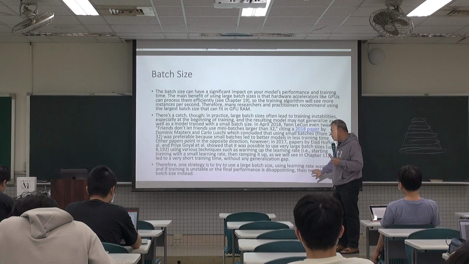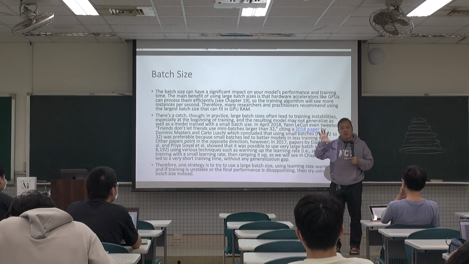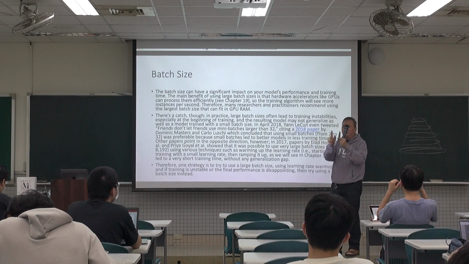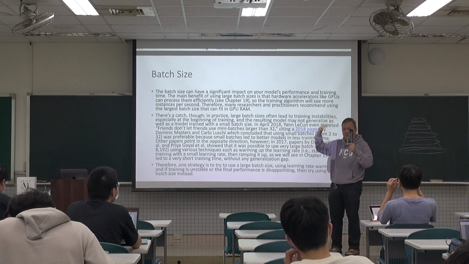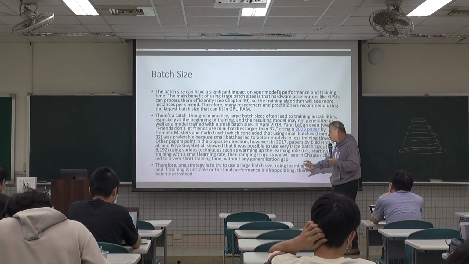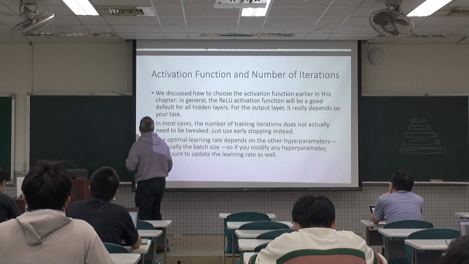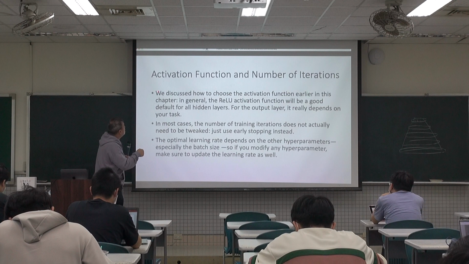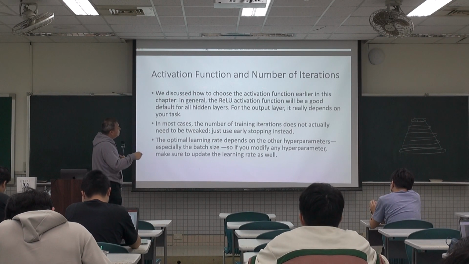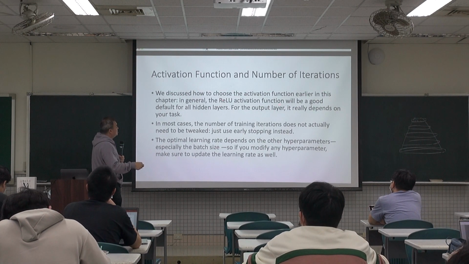Also I want to emphasize that if you change any setting, such as batch size, or the network architecture, for example adding more neurons or changing the number of layers, remember you need to tune your learning rate again. This is something you need to remember. And the activation function: right now, you guys have only seen ReLU, right?